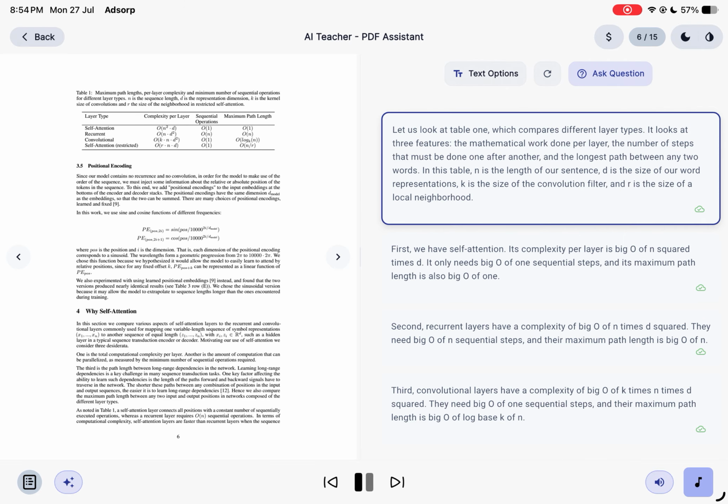It looks at 3 features: the mathematical work done per layer, the number of steps that must be done one after another, and the longest path between any 2 words.